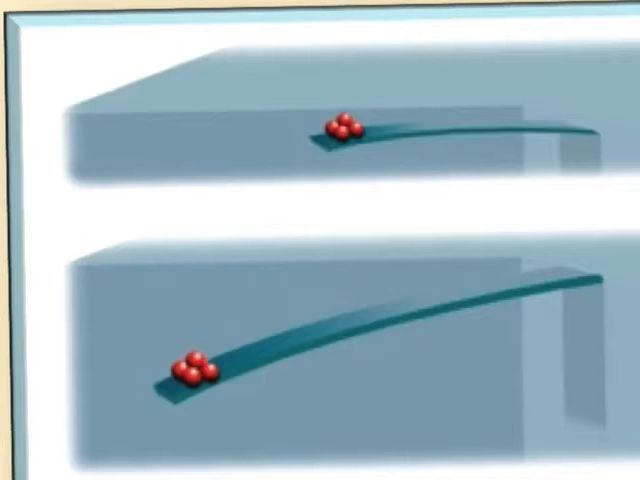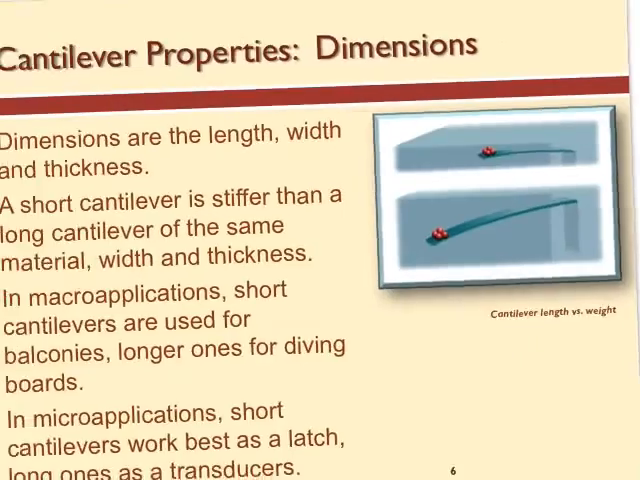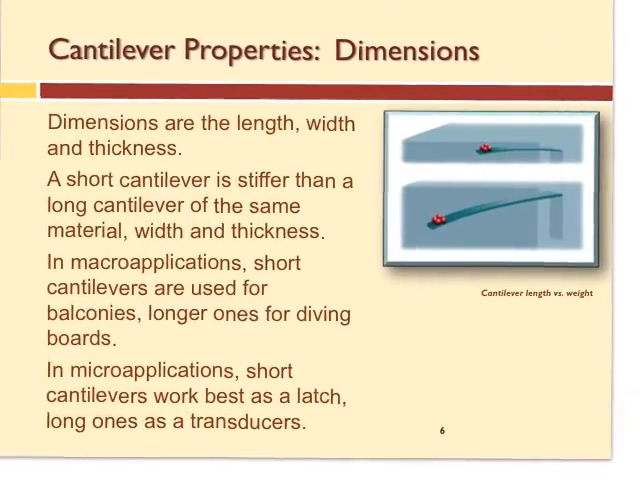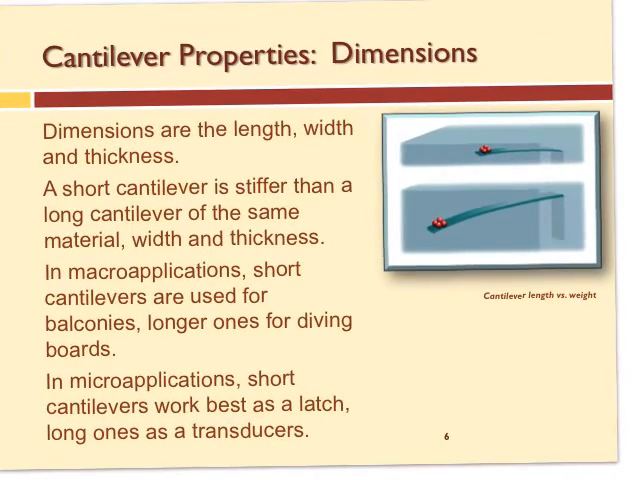So two things determine the stiffness of a cantilever. The shape and the material. Does that make sense? All right, shape and material. So that's what this cartoon is showing us. Right? It's saying that the length plays a role in the stiffness. Okay?